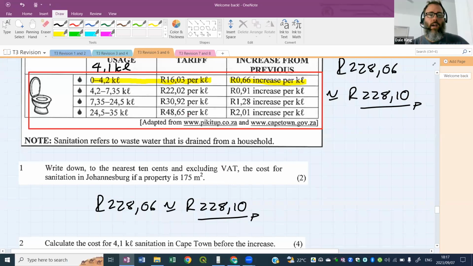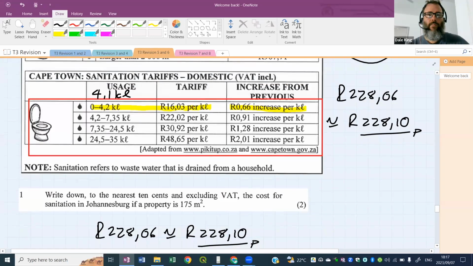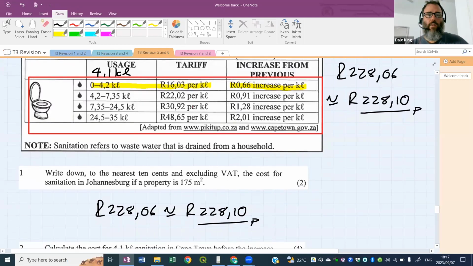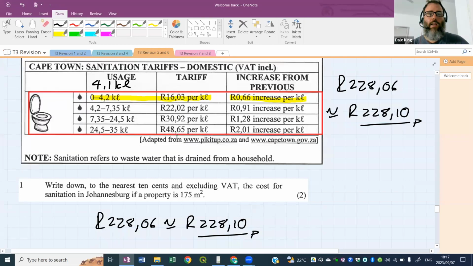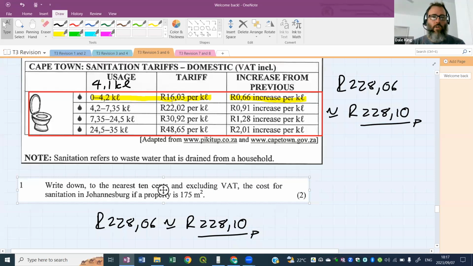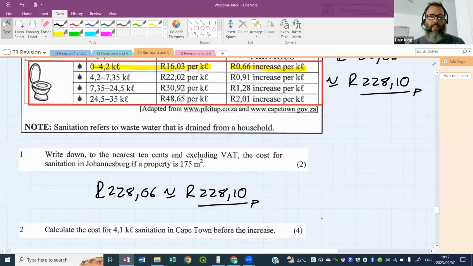Now, they say before the increase. What do they mean by that? Before the increase. Yeah, where does it talk about an increase in this table? They're from the increase from previous. Yes, so what that means is it increased from the previous tariff to this tariff. The increase was 0.66 rands. So do they want us to use the new one or the previous one? From the previous one. Yes.